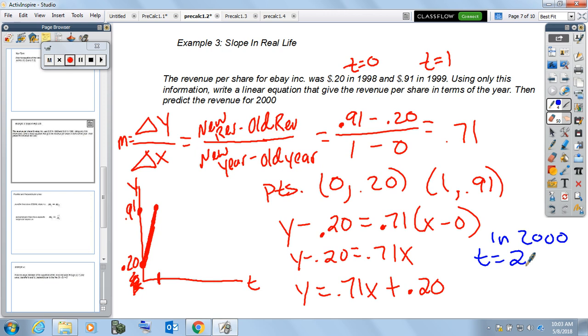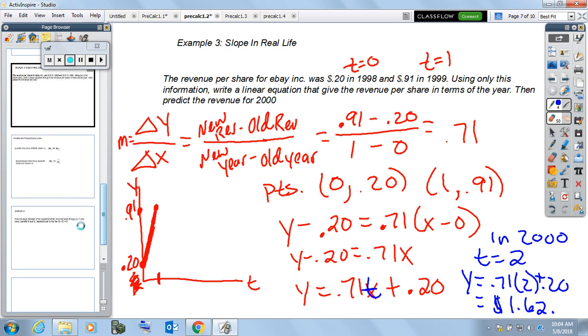Because remember, x really was t in this case, right? X is the independent variable and t in our case here. And substituting it in, y equals 0.71 times 2 plus 0.20 will roughly get us 1.62. So our dollar amount is going to be about 1.62 if we're using our predictions of this linear equation here.